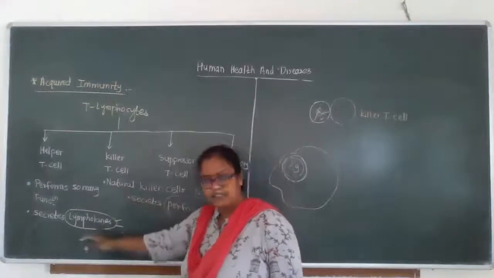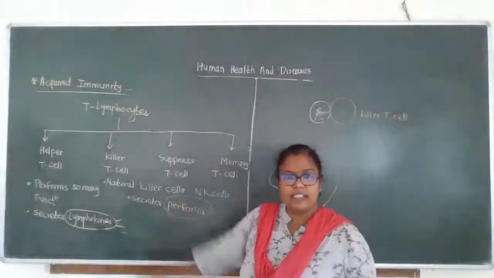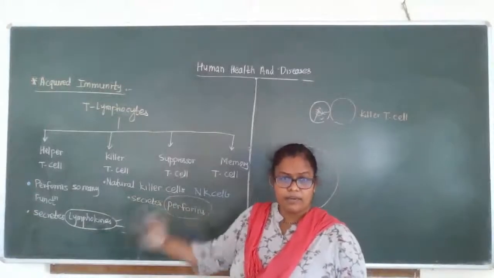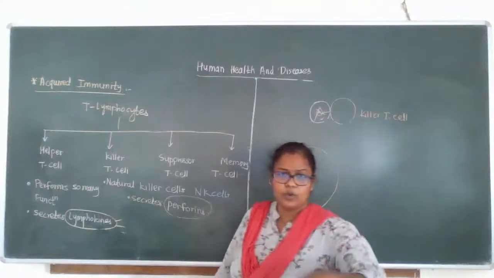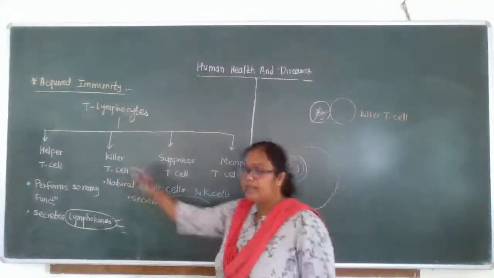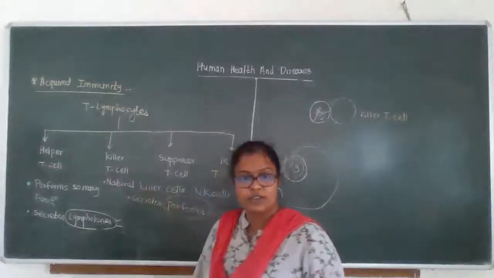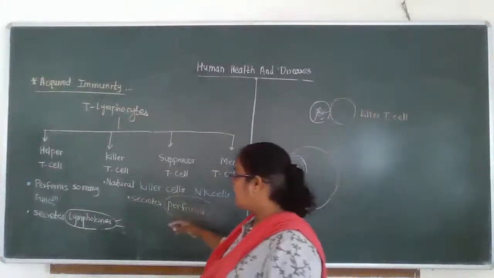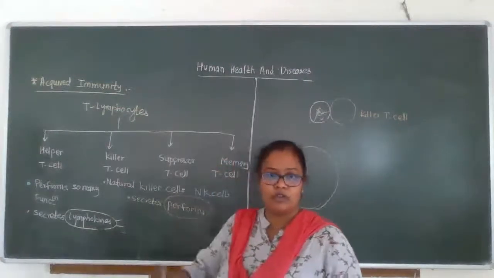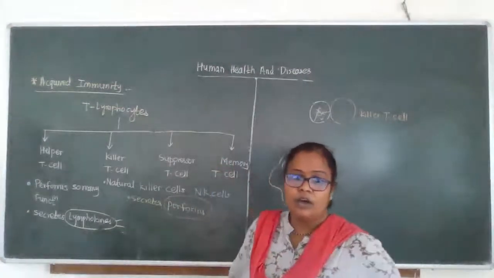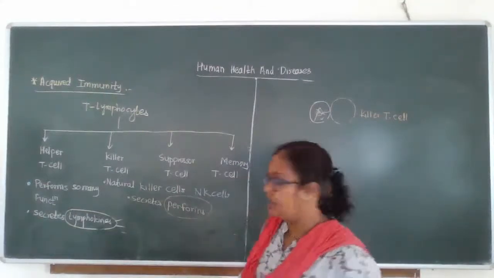Among that, it secretes, the first one is the lymphokines. This lymphokine stimulates the T lymphocytes to form multiple copies, and it also stimulates the B lymphocytes to produce antibodies. Then the killer T cells, also called natural killer T cells. These cells are responsible for secretion of perforins, and this perforin forms a hole in a cell and destroys the antigen.